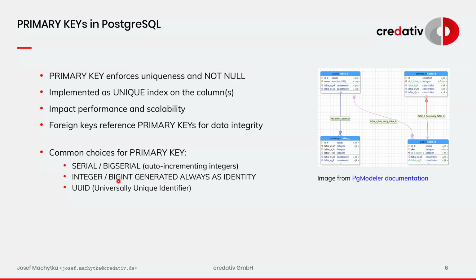But for some applications, even bigint was not enough, and therefore people started to use UUIDs. Unfortunately, versions older than 7 had all those problems, which I will show you in future slides.